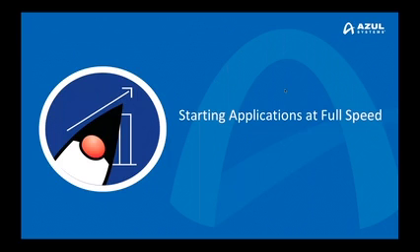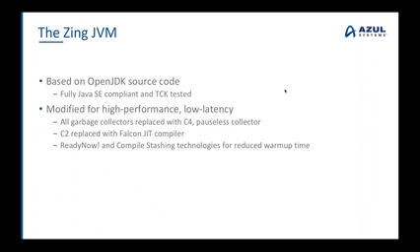Okay, how do we address the problems of warming up our application more quickly? Well, the first thing is to talk a little bit about the Zing JVM, because this is where we have made changes to the OpenJDK JVM so that we can address these types of problems. So the Zing JVM is our commercial Java implementation. It's based on the OpenJDK source code, but it is fully Java SE compliant.